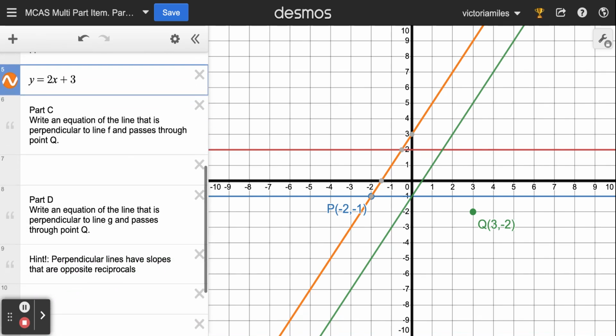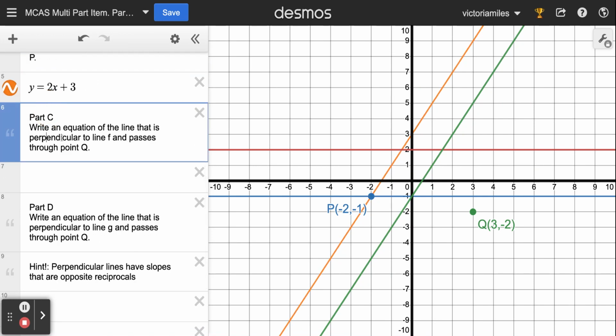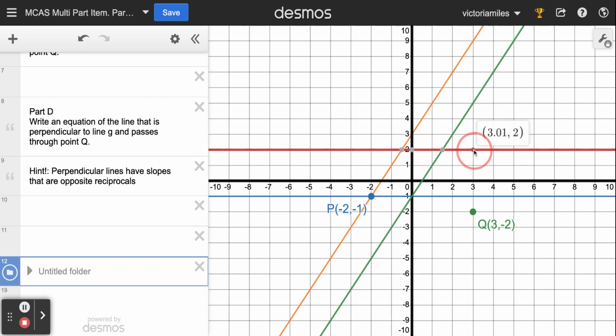Okay, now we're going to go to part C. Write an equation of the line that is perpendicular now to line F. Line F is this red horizontal line. So a line that is perpendicular to a horizontal line will be a vertical line, and we want it to pass through point Q. So a vertical line that passes through point Q would pass through points with an x coordinate of 3.